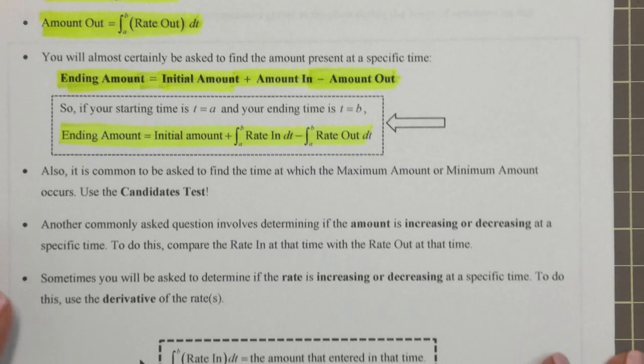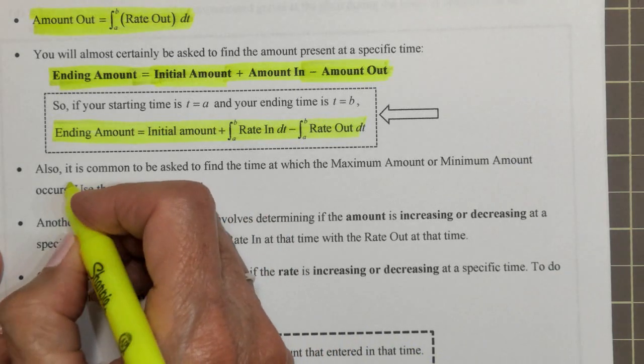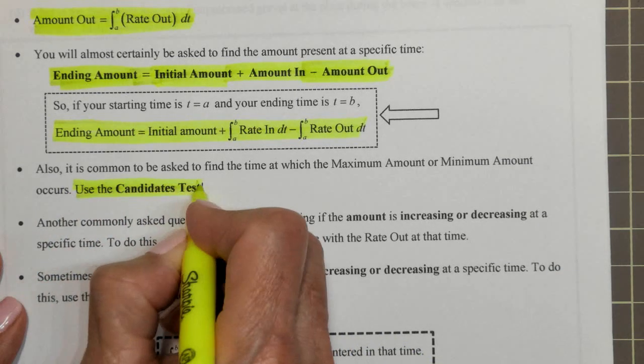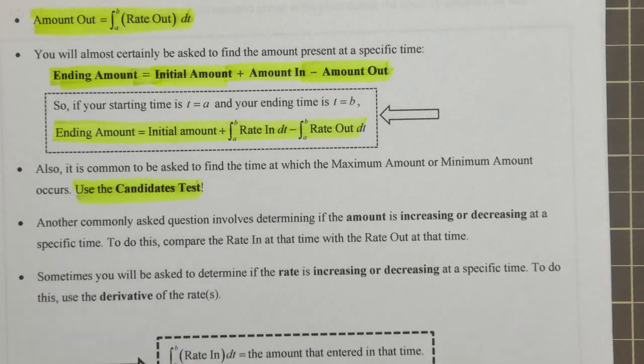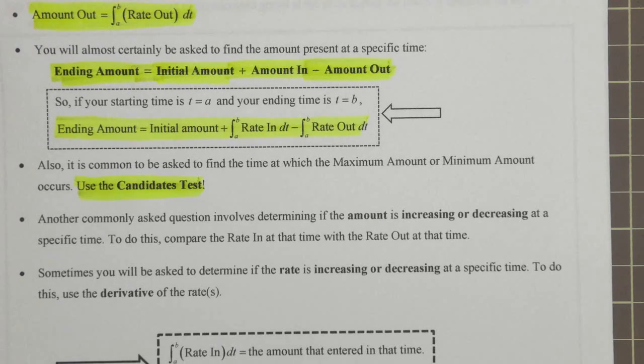Don't forget about the candidates test. Sometimes you need that, like when they ask what was the maximum amount present or the minimum amount present during a situation. And then you might be asked about increasing or decreasing amounts or rates.